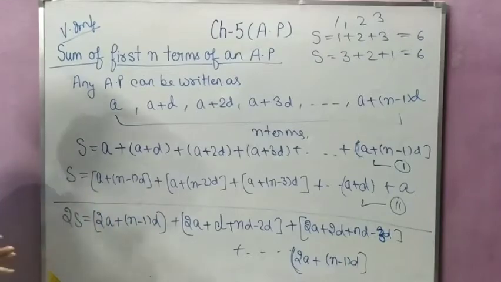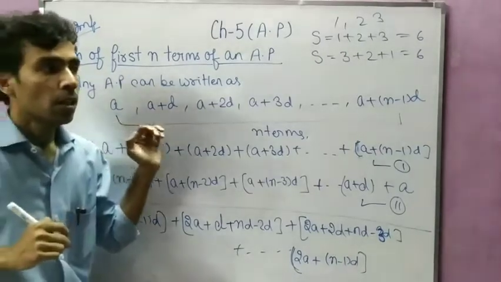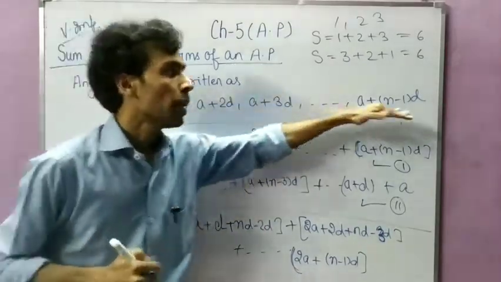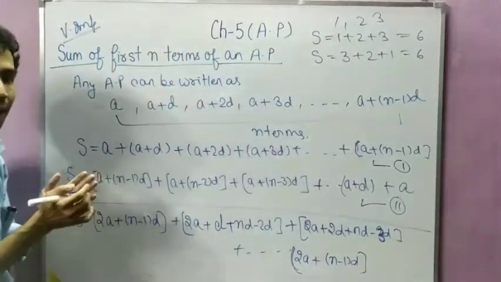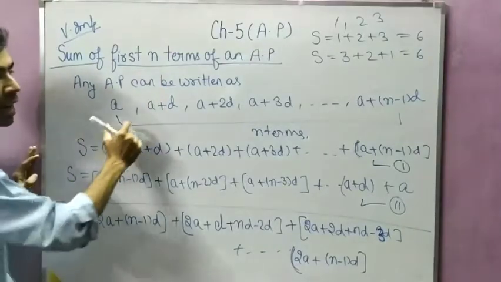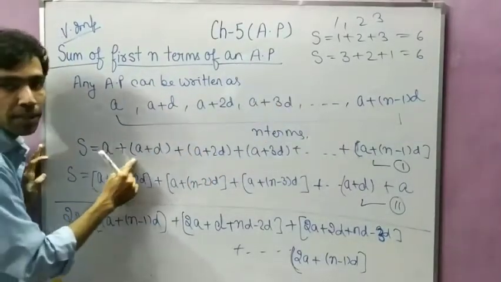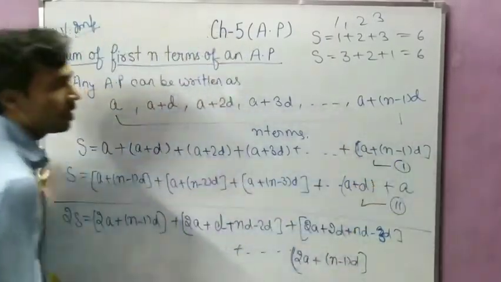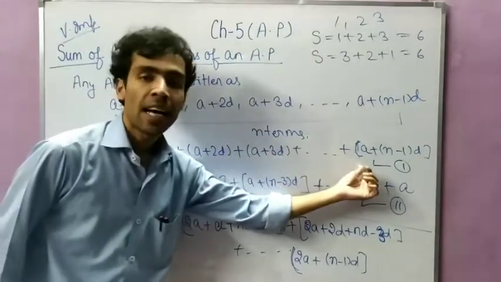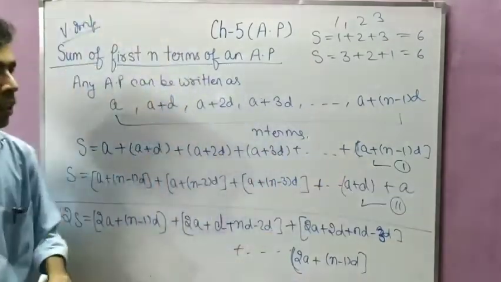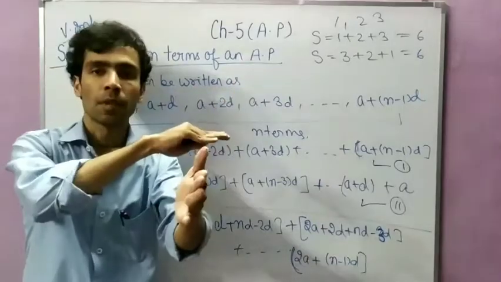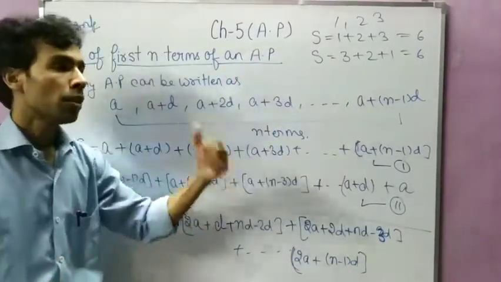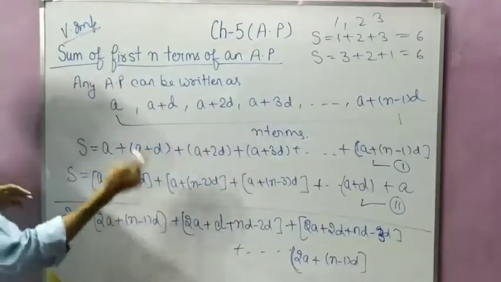What I have done: first I have written the terms of the AP, that is a, a plus d, a plus 2d, a plus 3d up to a plus n minus 1 d. Now I have to add them, so I have written S and added all these terms: a plus a plus d plus a plus 2d plus a plus 3d up to a plus n minus 1 d. This I have done as equation number 1. Now in the second case, I have reversed the terms. Whatever term was last in the first case becomes the first in the second case. So I have reversed the order.